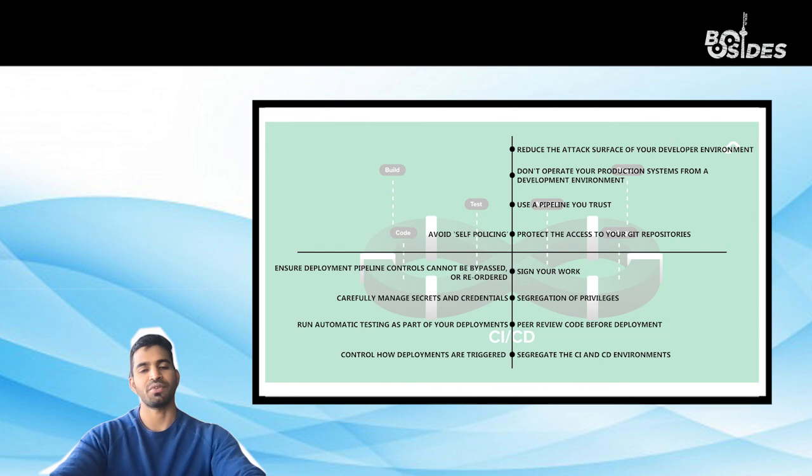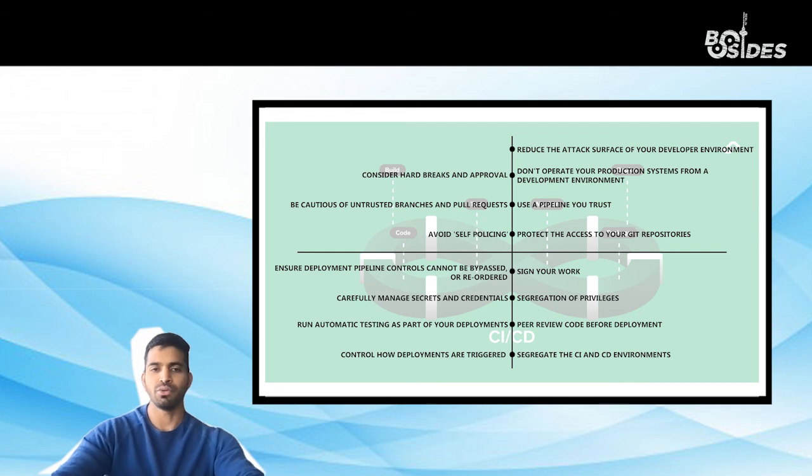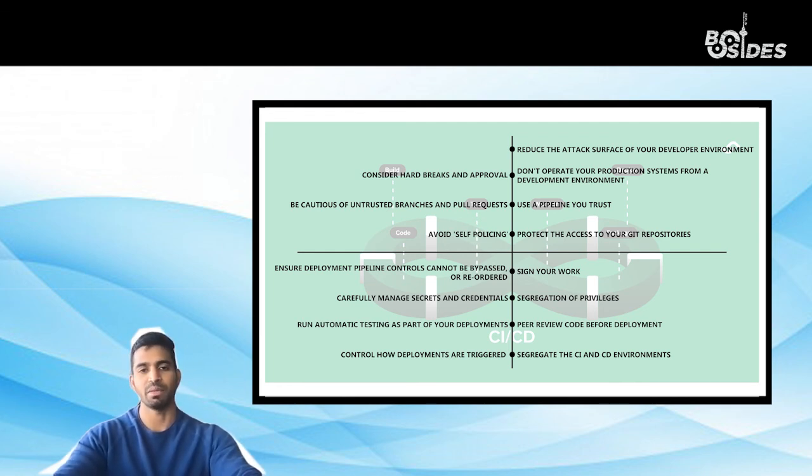Be cautious of untrusted branches and pull requests. Consider how your automated builds and test tooling react to branches of your code or pull requests that may be malicious. For example, an attacker may be able to execute malicious code within your environment if your automated tooling runs over third-party pull requests. Consider hard brakes and approval. Fully automated deployments without adequate security controls in place is very high risk. If you don't have confidence in the deployment pipeline process, consider a hard brake that requires approval before releases go live in a production environment.